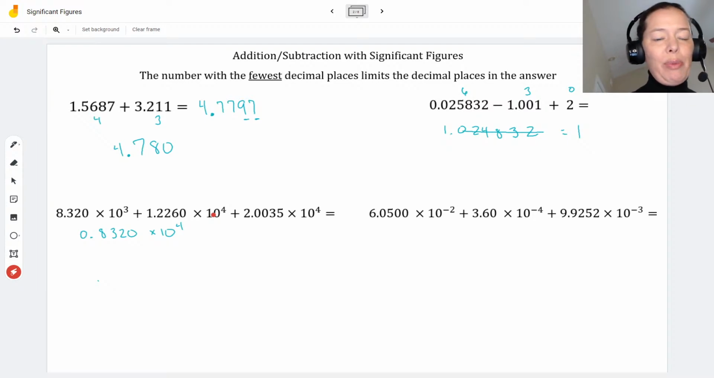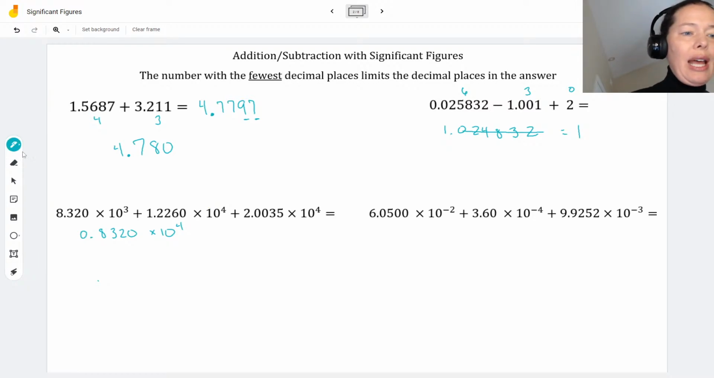fewest number of decimal places. Because you can't compare the decimal places. You can't say that one has 3 decimal places and this one has 4 when you've got exponents in different places. So I'm going to go ahead and actually write these other two numbers underneath this one. I'm just going to stack them.